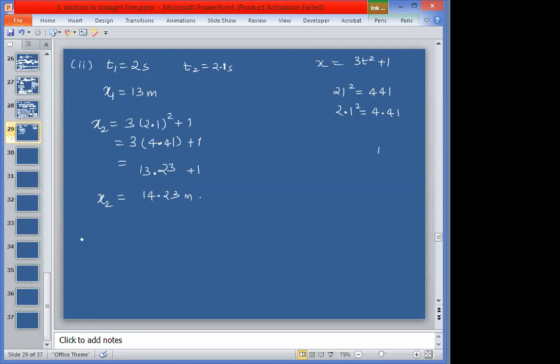Okay, we got the final position. Average velocity is change in position, x2 minus x1, upon change in time, t2 minus t1. Final position is 14.23 minus initial position 13, divided by... check if I am right or wrong.